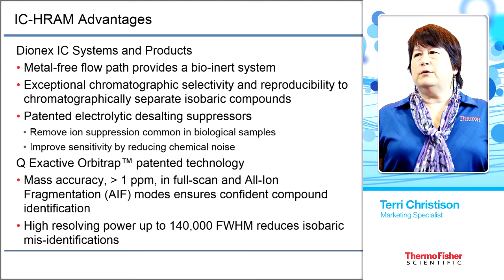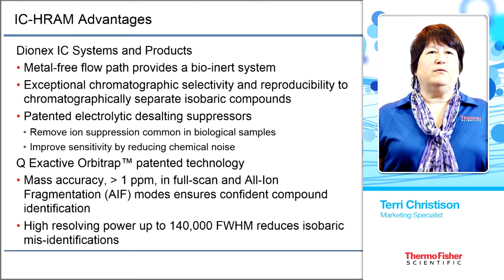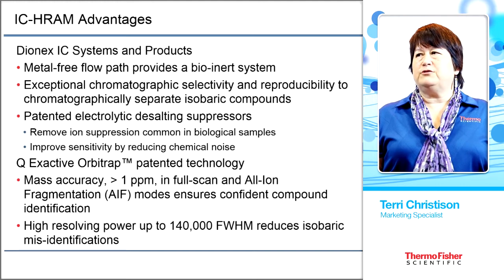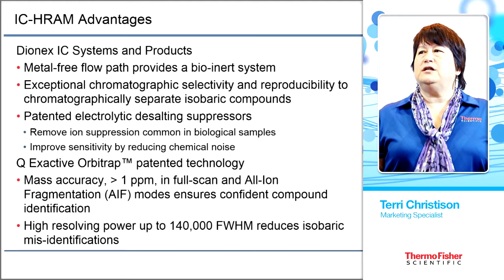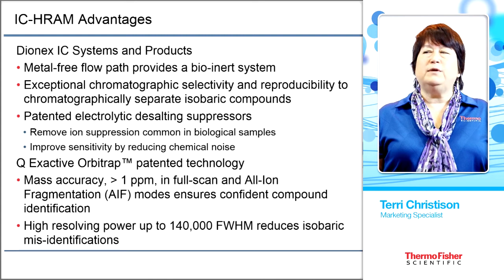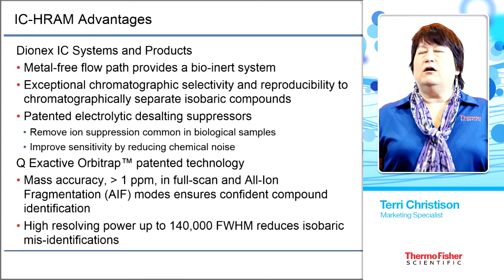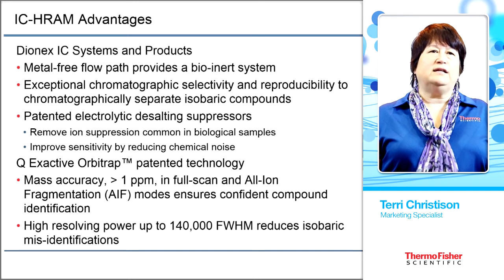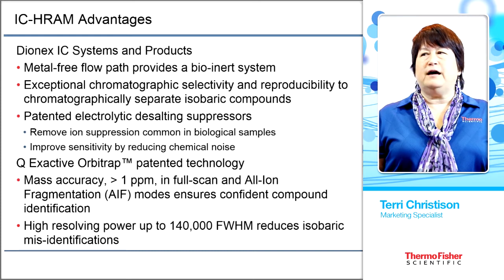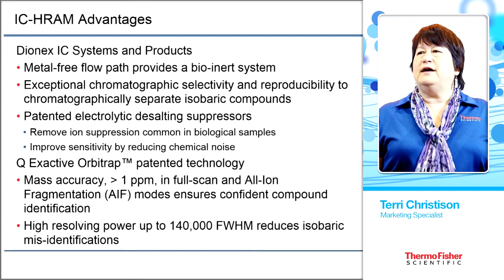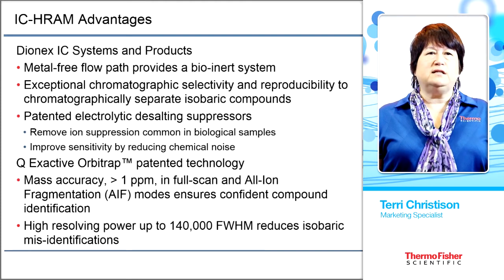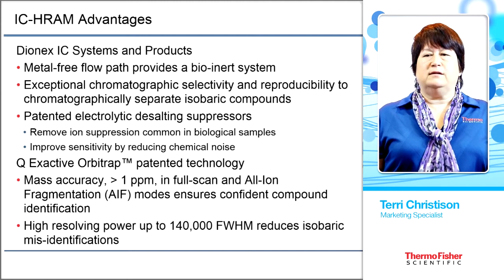And the Q Exactive Orbitrap is a high-resolution accurate mass spectrometer. It's a patented technology, has mass accuracy to 1 ppm in full scan, and all ion fragmentation ensures confident compound identification. It has high resolving power up to 140,000 and reduces isobaric misidentification, but still requires a chromatography separation method.